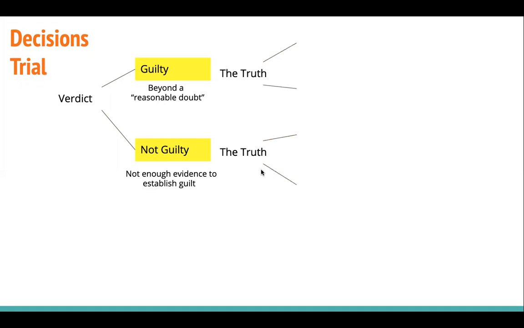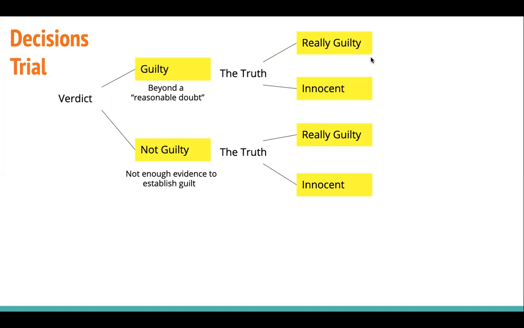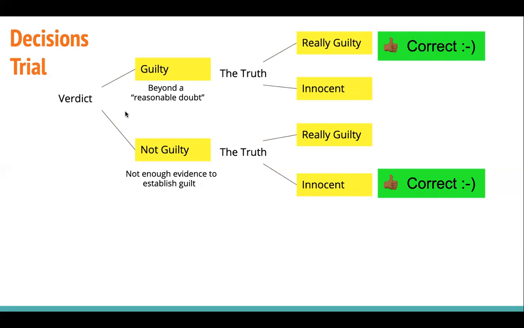Beyond their verdict, there's actually some sort of truth. We may not know it at the time of the trial. Sometimes it comes out later, sometimes many, many years later. But there is a real truth. Either the person is guilty or they're innocent. And that happens for both of those decision-making branches. If they're found guilty and it turns out they really are guilty, we've made a correct decision. If they are found not guilty and they really were innocent, that is also a correct decision.